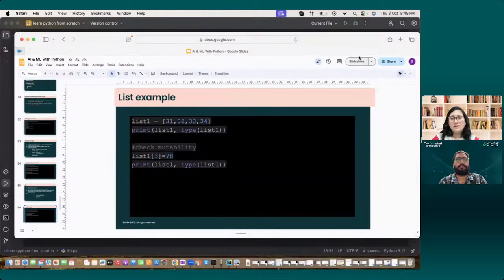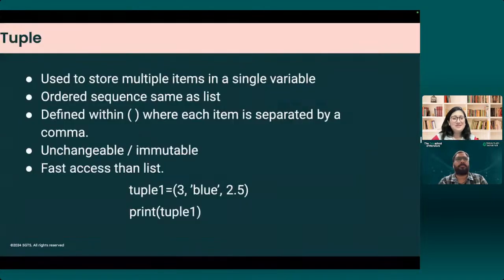I have made the content, so I'll have to complete it at least. So list, after that you have tuple. A tuple is roundabout the same as a list. It is also going to save different sorts of values. It's just that it is unchangeable and immutable, where if you try to change any value, it is going to give you an error. That is the only difference.